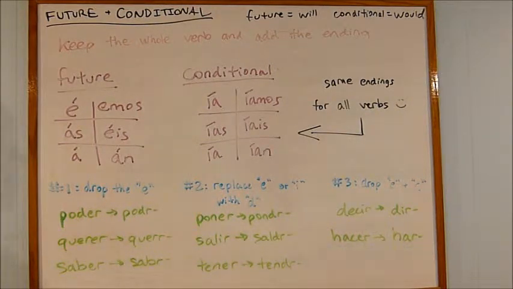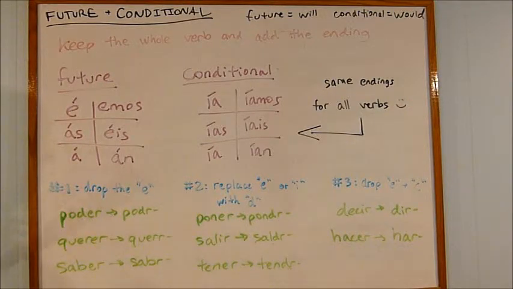Now there are, I believe, 12 total irregulars in the basic stem for the future and conditional. So set number 1 is where you drop the e. Like poder, you drop this e and it becomes podr, so you have podré, for example. In querer, you drop that e right there and it becomes querr. So you'd say querré. And for saber, you drop that e and it becomes sabr, so you'd say sabré. Sorry, sabré.